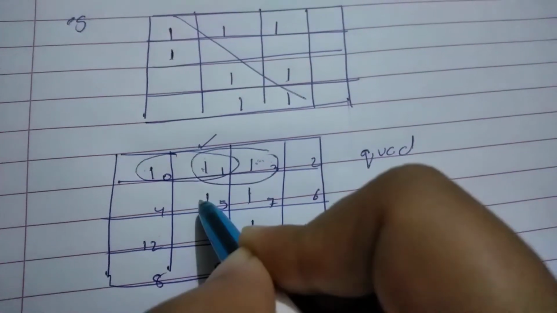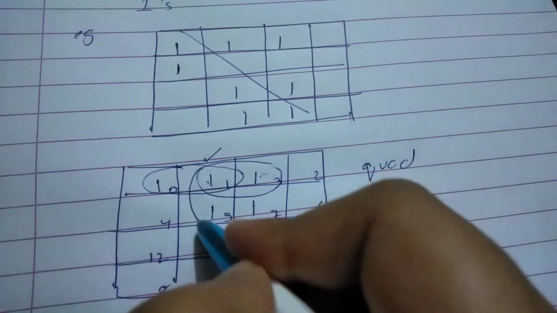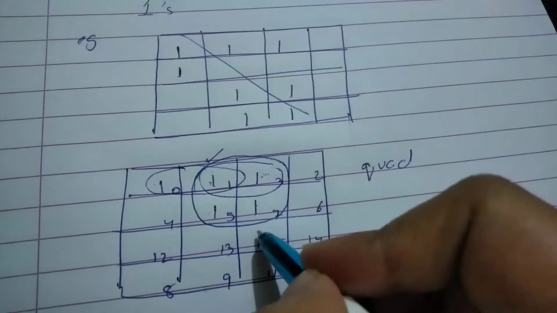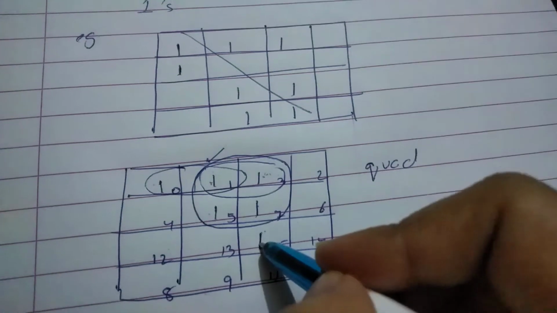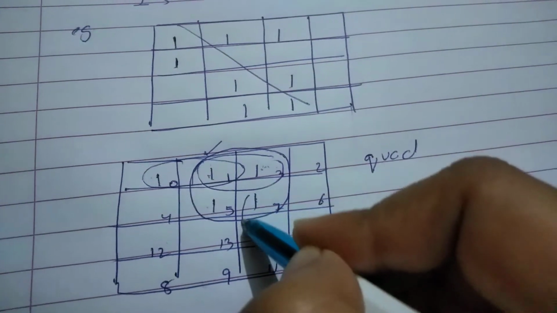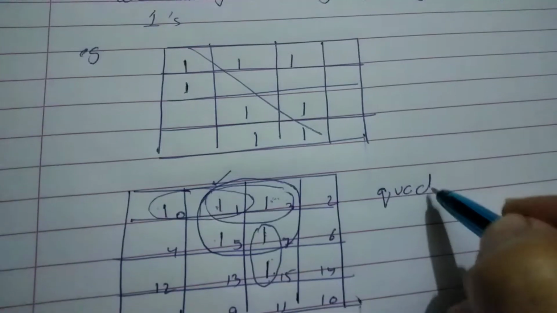1 2 3 4, a quad is being formed. Okay, so let's combine all the four to form a quad. Now this one is also left, so this one would be shared by this one, so this will form a pair. Okay, so we have a quad.